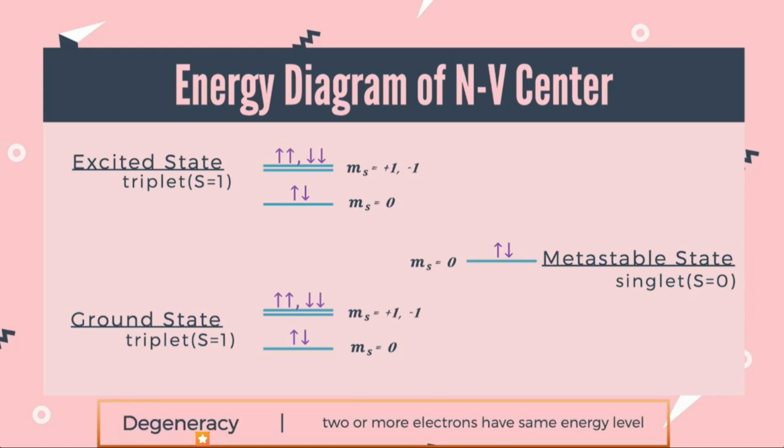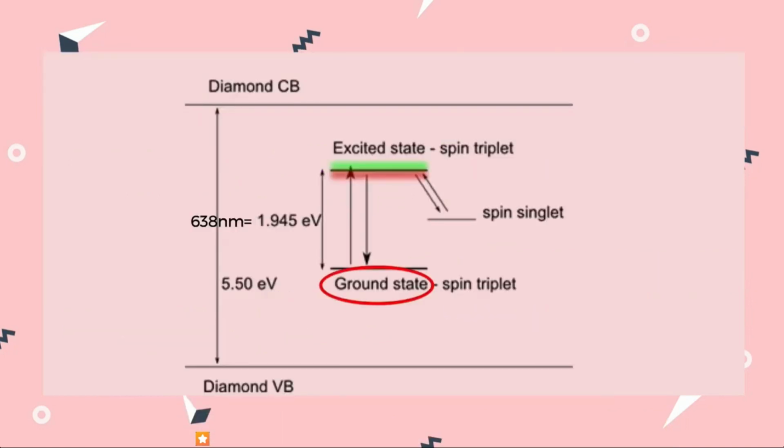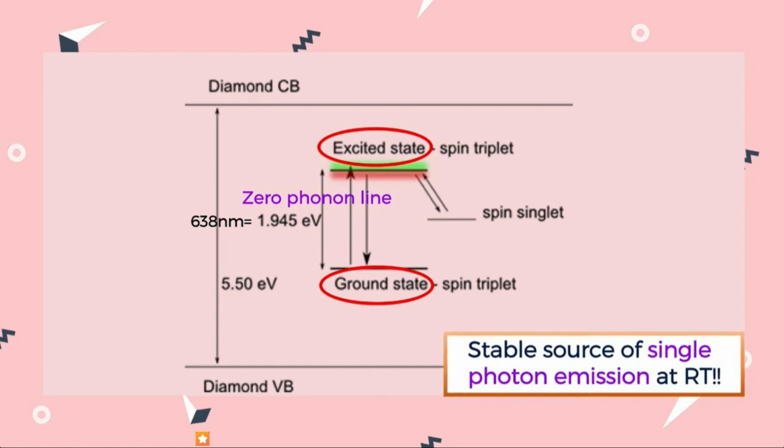What do we mean by degeneracy? Degeneracy means two or more states have the same energy level. Now let's come to the structure, and if we apply a magnetic field, what happens? You can see that from the ground state to the excited state there is a line called the zero phonon line, with a wavelength of 638 nanometers, which is also equal to 1.94 electron volts.